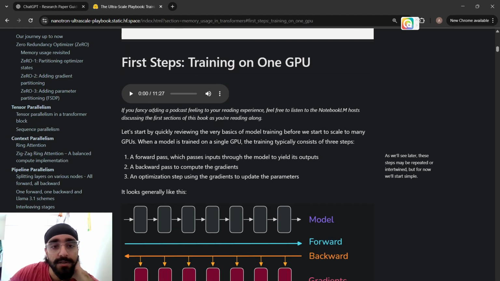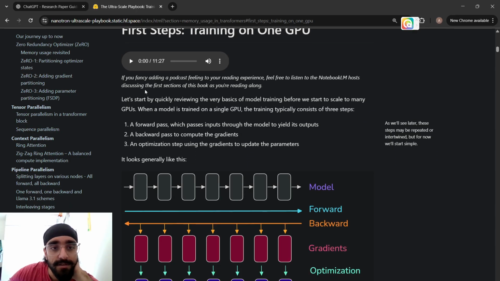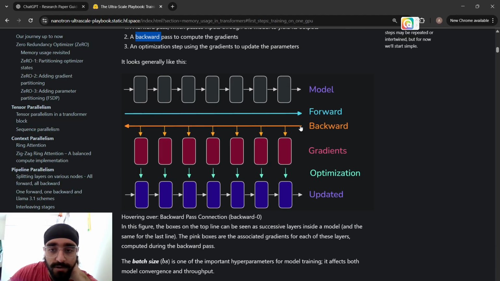Okay, we are at the first step, training on GPU. They also have some sort of an audio. You can listen to that if you want. Okay, so basic ML model training is a forward pass through all the layers. There's the forward pass in blue, then a backward pass to compute the gradients. At the end of the forward pass we have a loss function, and we do a backward pass to calculate the gradients of parameters in each layer as we keep going backwards.